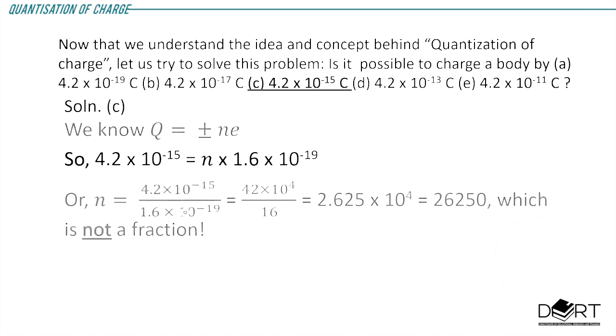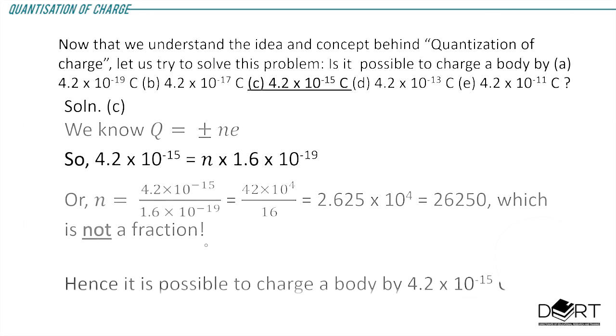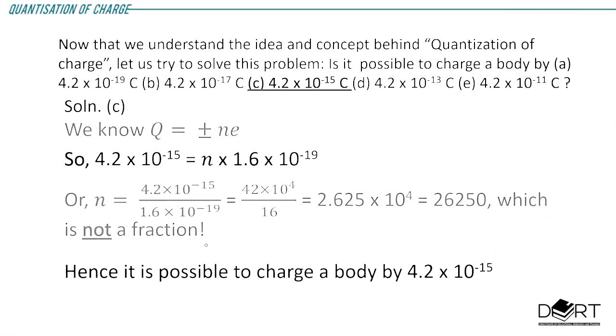And this 10^-19 this time goes up as plus 19, so plus 19 minus 15 will give you a plus 4, and you have 42 by 16, which is 2.625 like before, and a 10^4, which means the decimal moves 4 places, and you get 26,250, which is not a fraction. And therefore, it is possible to charge a body by this quantity, 4.2 × 10^-15 Coulomb. So you can now continue and finish parts D and part E.